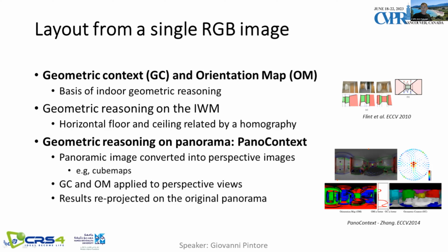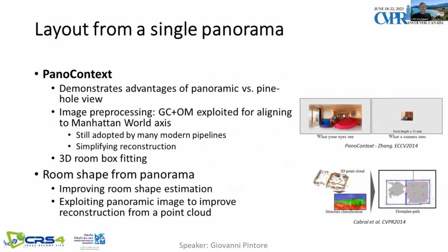PanoContext converts a panorama to perspective views and applies the geometric context and orientation maps to recover edges and Manhattan aligned surfaces, and then projects back the results to the panorama. Here we have an example in the figure. PanoContext for the first time also evaluates the advantages of panoramic images for indoor reconstruction.